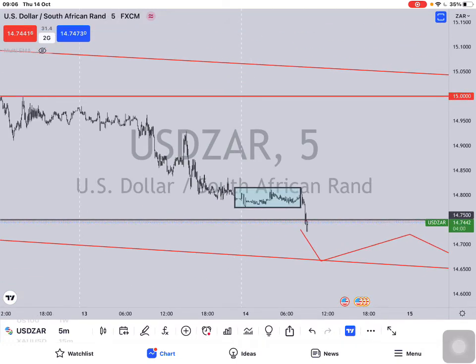15 level, the 15.0, right? I could look for buys towards that zone. If not, we'll see where to take profit.